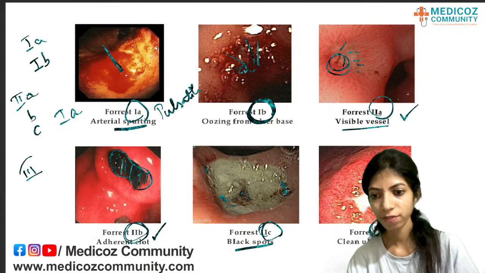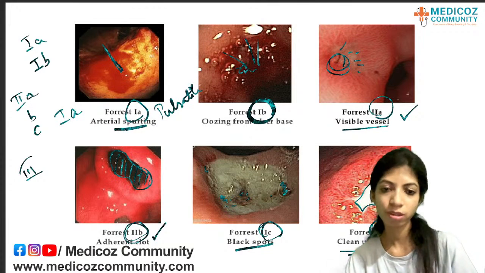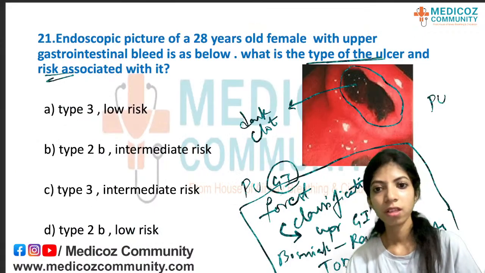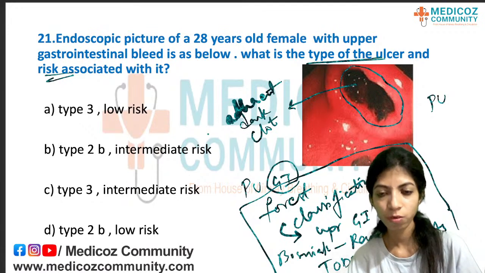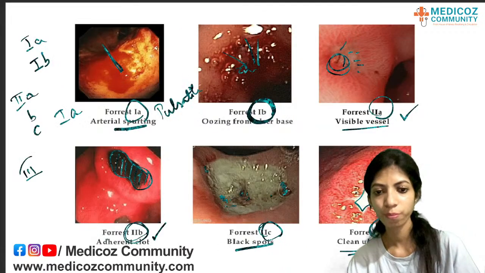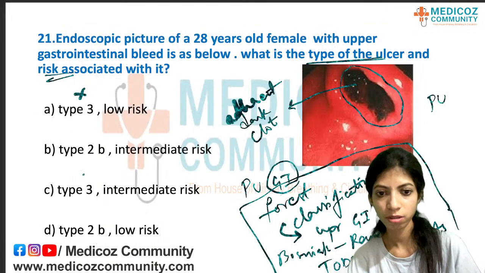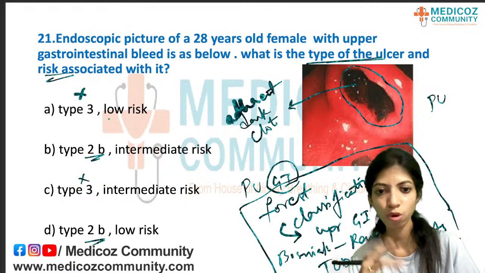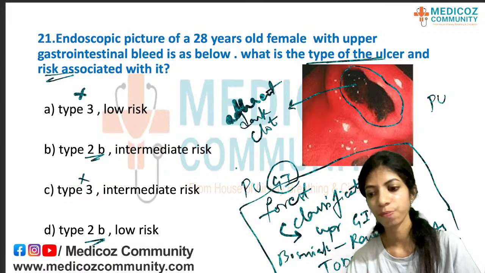And what's Forrest classification 3? It's a clean ulcer base. See, the ulcer base is very much clean. There's no oozing, nothing present there. So what is this? This is your adherent clot. So this comes under what? Type 2B. Your clot is type 2B. So not this, not this. He has given 2B in 2 options, so you have eliminated 2 options already. So what is type 2B and what is the risk you have to see?